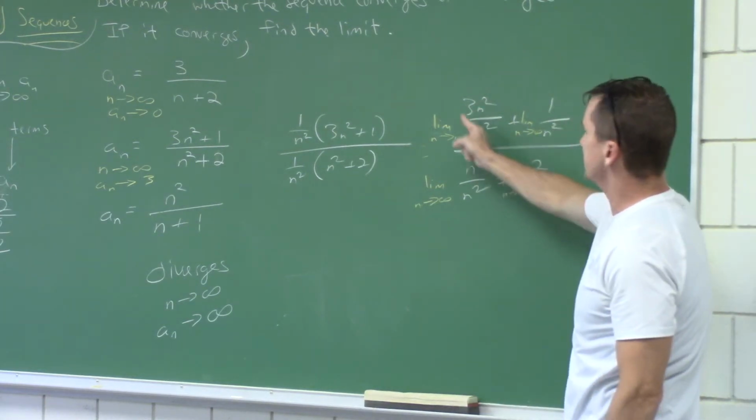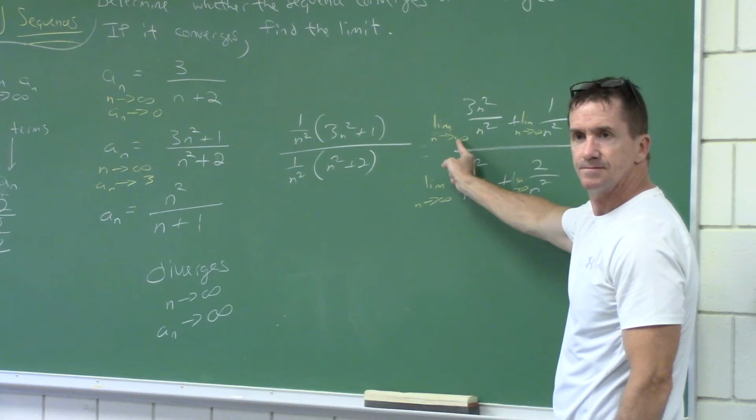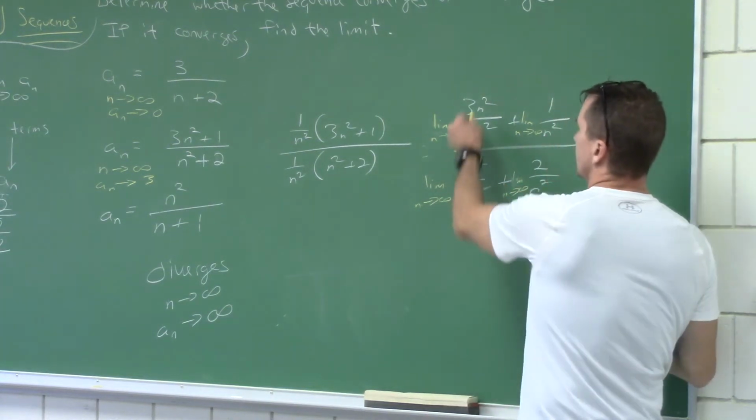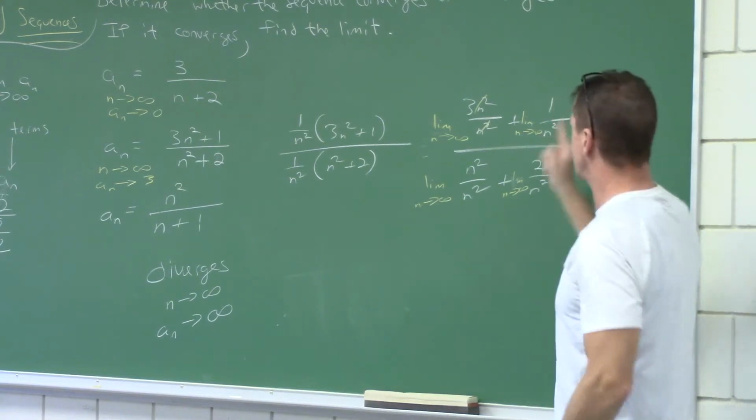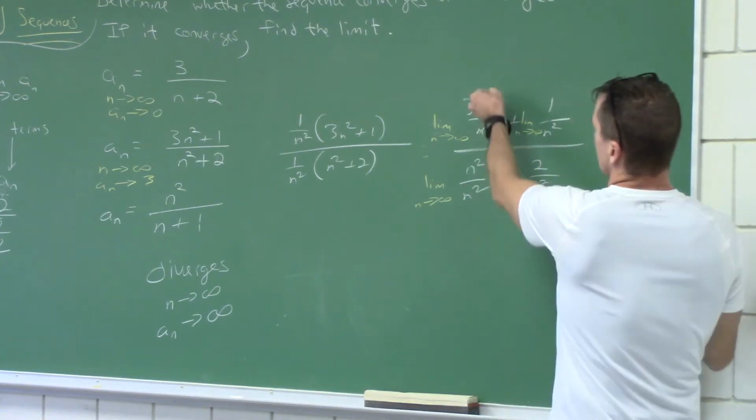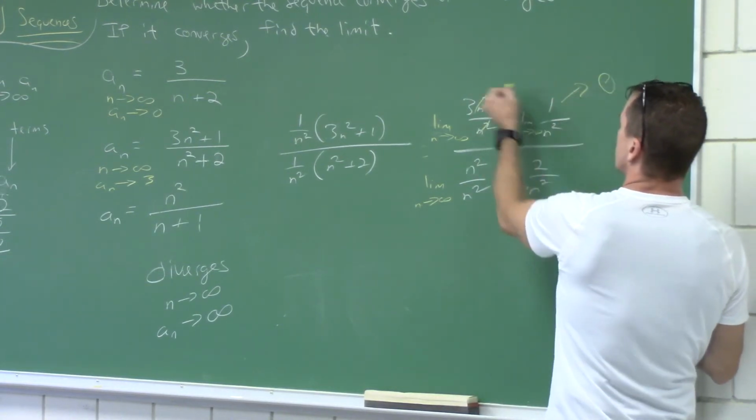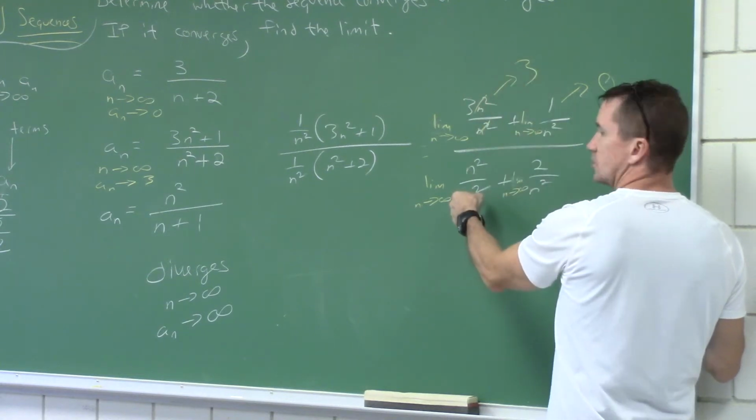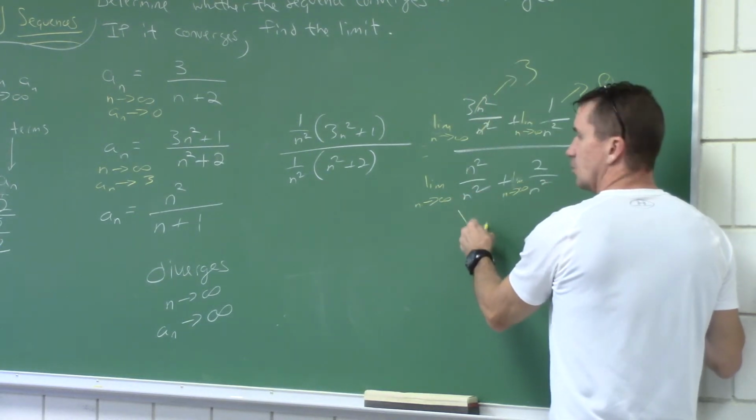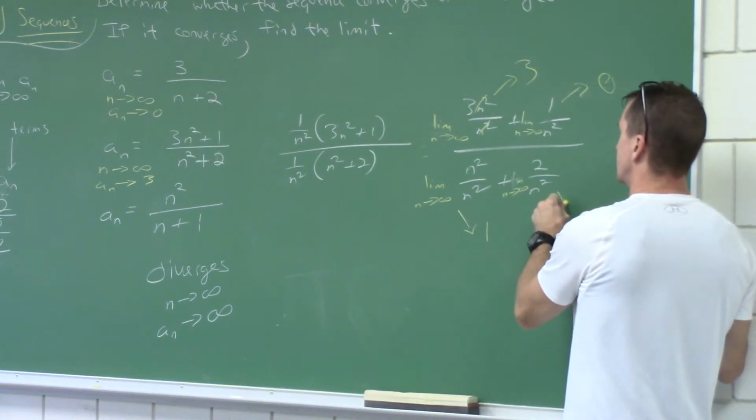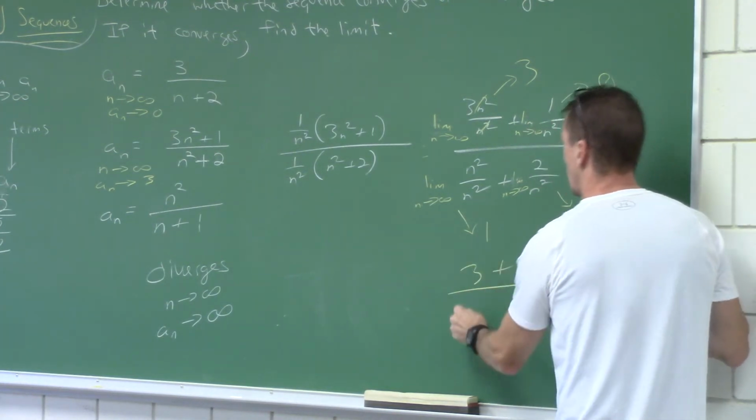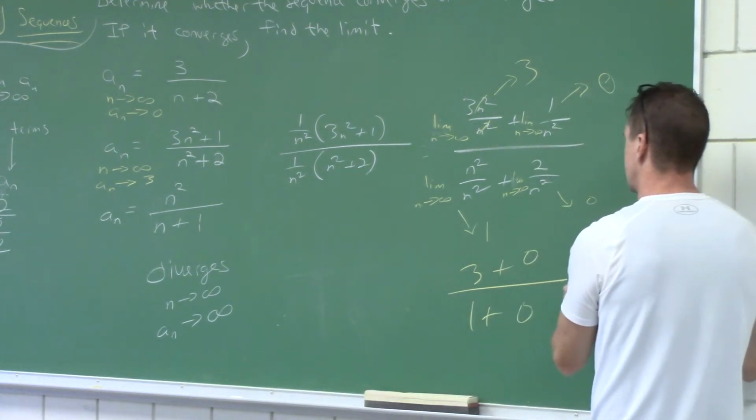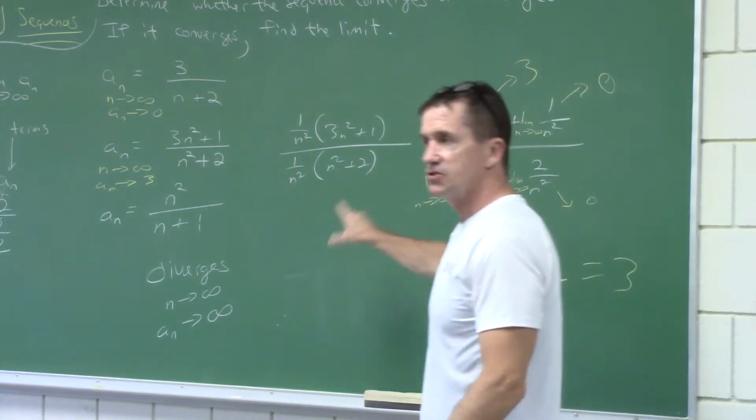So what's going on with the limit as n approaches infinity of this? The n squareds cancel, what do you get? That's a 3. What's going on with that mathematically? It's going towards 0. You're going to 3. What's this going towards? 1. You're going towards a 1. What's this approaching? 0. So look at this fraction. What did you get? 3 plus 0 over 1 plus 0. What's the answer? 3.